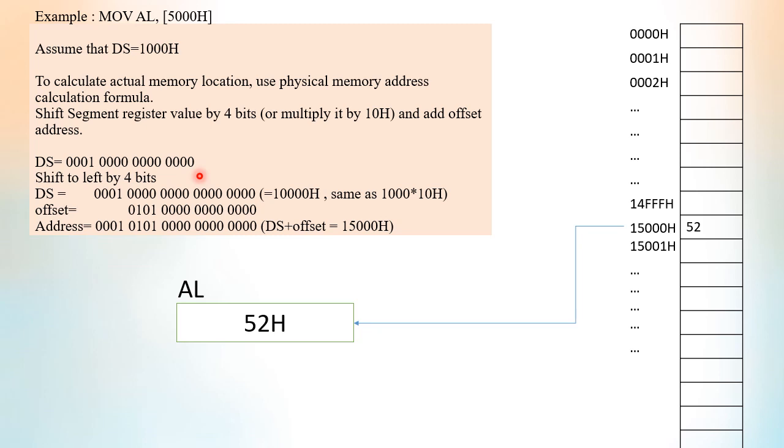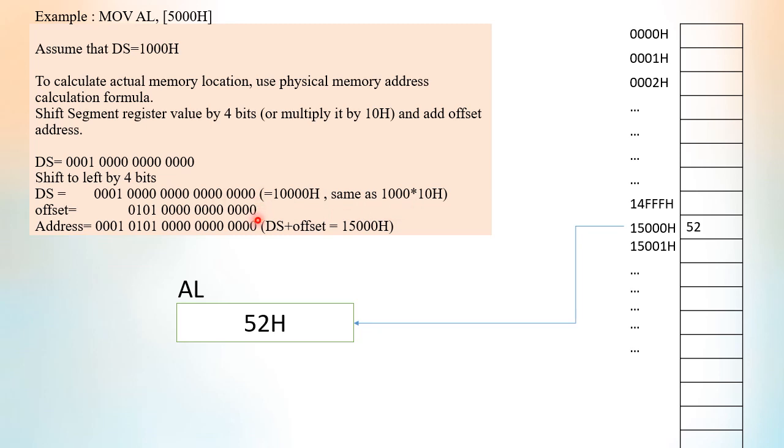Write the data segment register value in bits. So this is the DS register value, 1000H written in binary format. Shift this address left by 4 bits. So this is the value after shifting the DS register left by 4 bits. This particular operation is the same as multiplying with 10H. 1000H times 10H is the same as this. So shifting by 4 bits can be represented as multiplying by 10H.